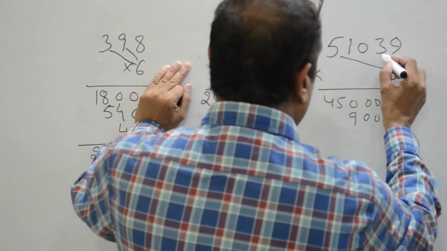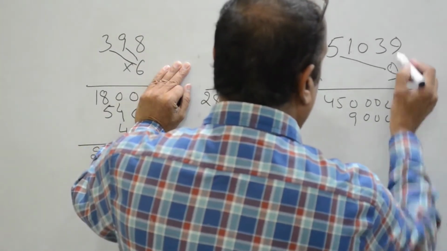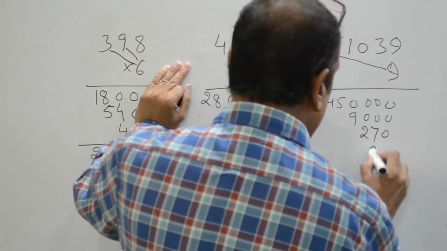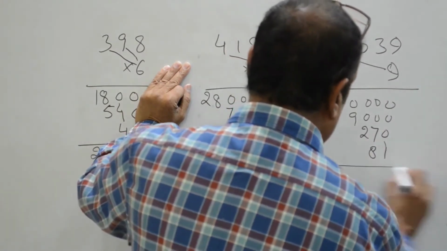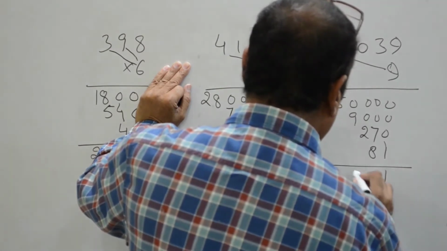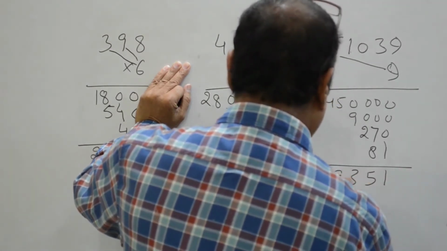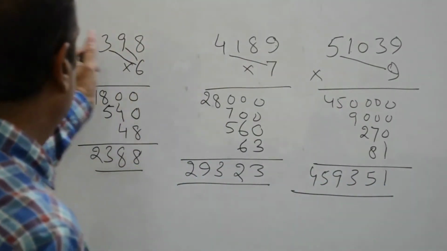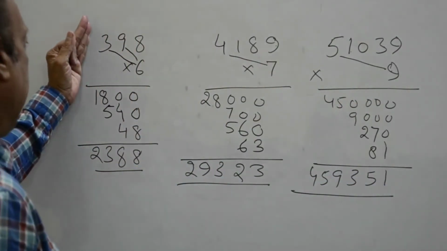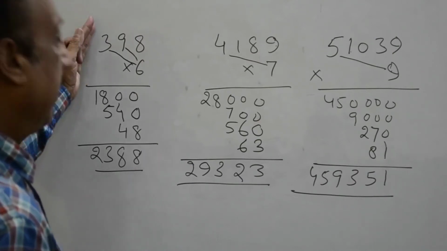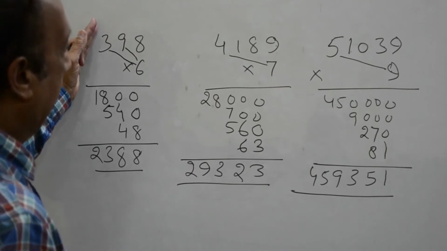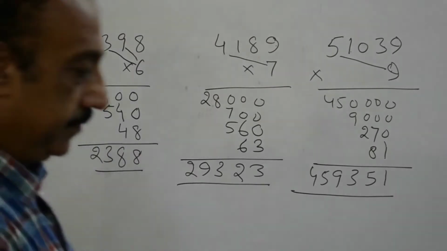Now multiply 3 by 9 and 1 0. So 9 by 9, it is 81. So total is 1, 5, 3, 9, 5 and 4. So if we start multiplying from left hand side, we will be making our calculations faster and easier.